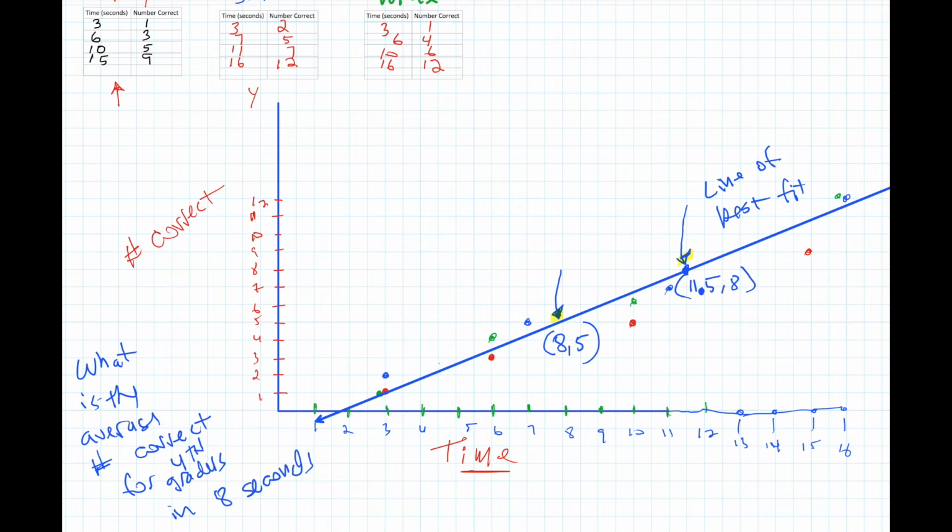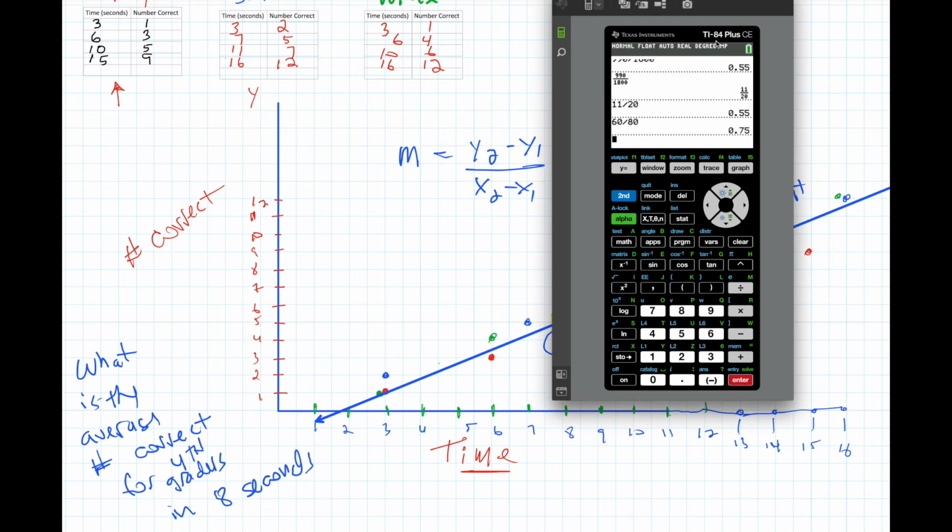Do you know how to find the equation of a line if the line goes through 2 points? How do you find the slope, which is m? Y2 minus y1 over what? X2 minus x1. Okay, and what is that slope? What do I write down? 8 minus 5 over what? Yeah, 11.5 minus 8. All right, so let's punch that out.